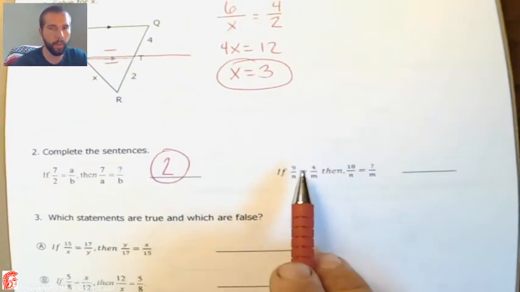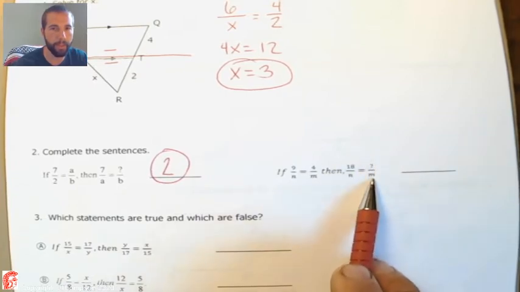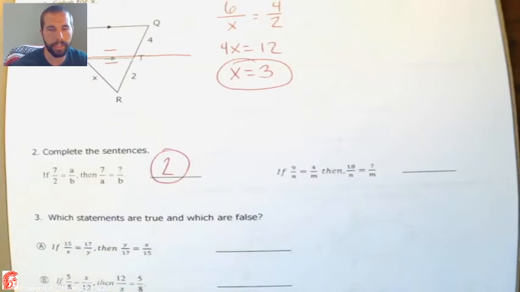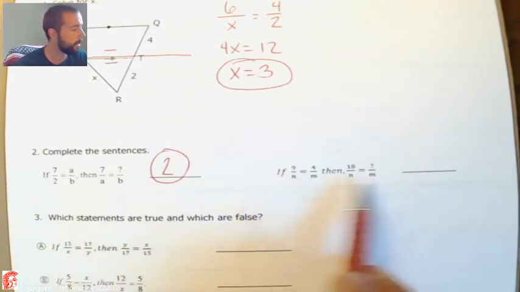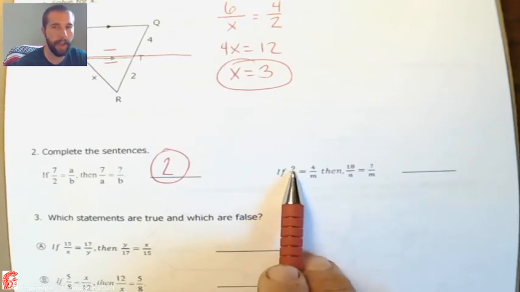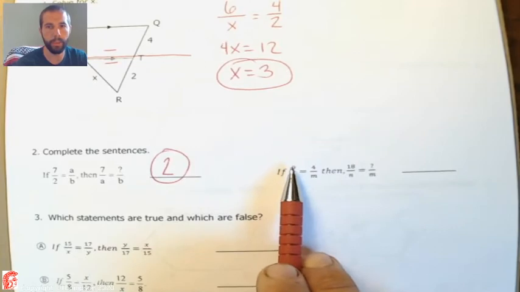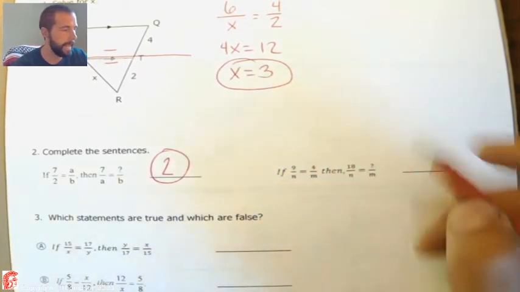For the next one, we have 9 over n equals 4 over m equals 18 over n equals what over m. So if you notice, the n and the m stay as the denominators, but 9 turned into 18. So what did we do to 9 to get 18? We doubled it. So if we do 9 times 2 to get 18, we have to do 4 times 2, and that would give us 8.